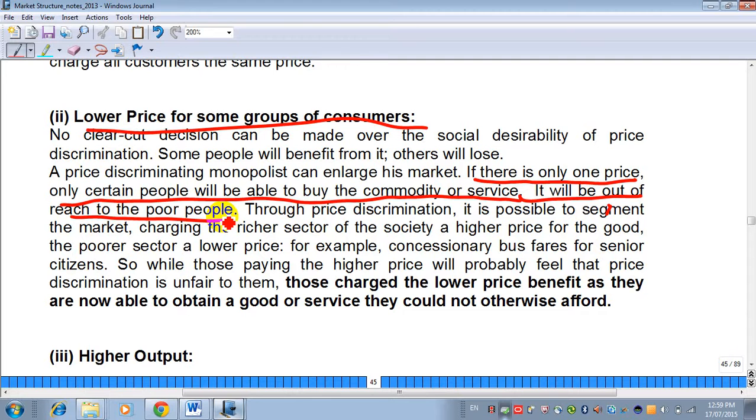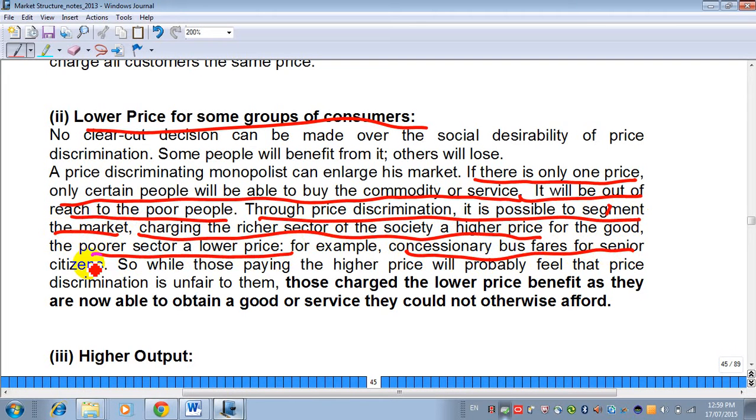But with price discrimination, it's possible to segment the market, charging the richer sector a higher price and the poorer sector a lower price. For example, concessionary bus fares for senior citizens. So you can actually charge a lower price to lower income groups so that they will be able to enjoy the good.